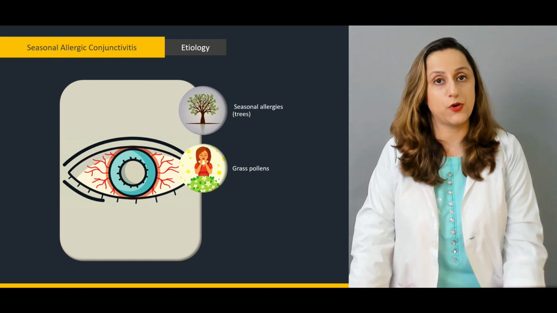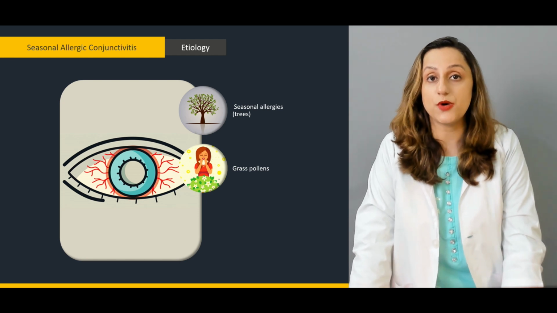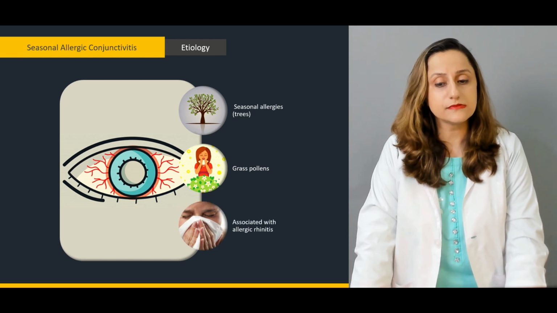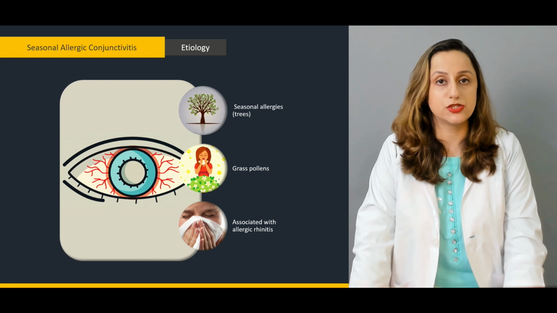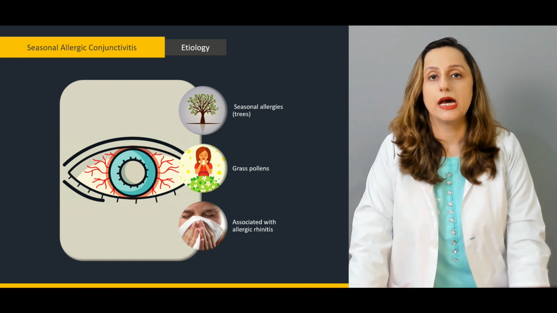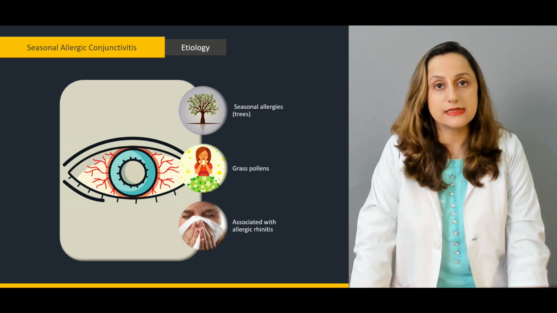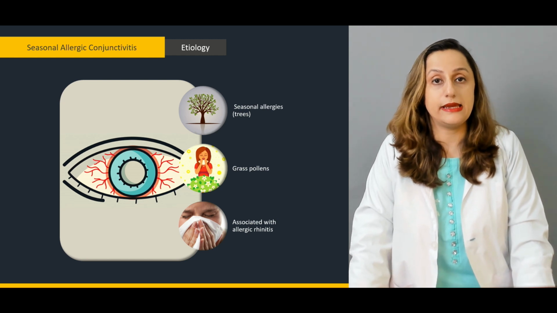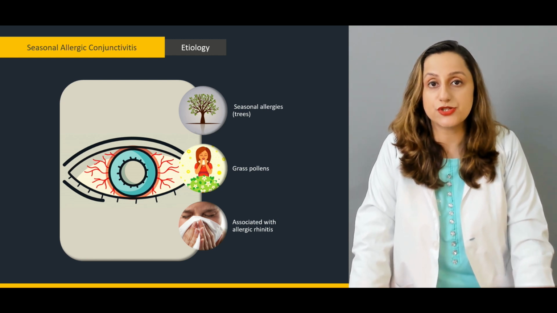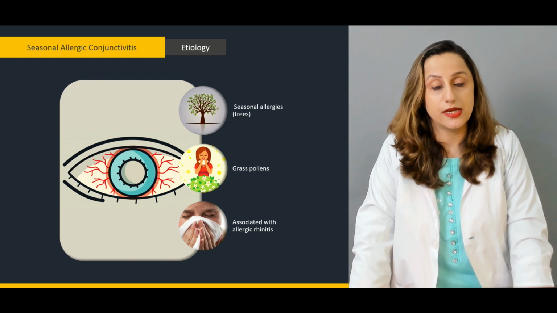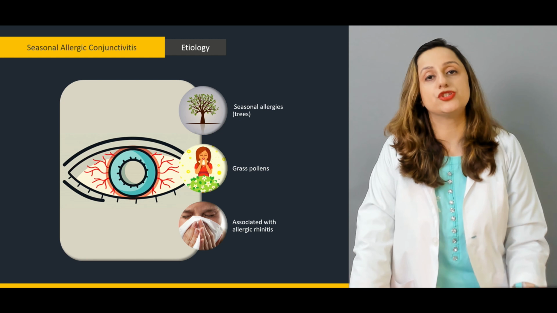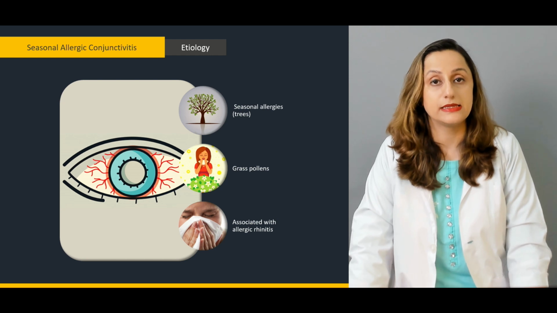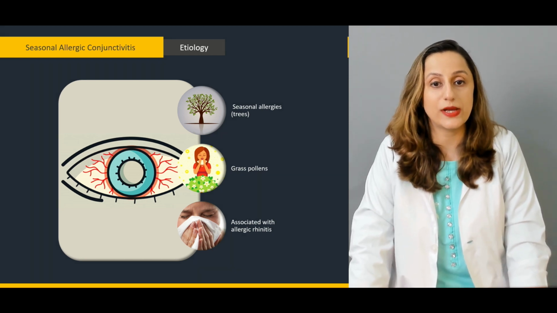Similarly, we have grass pollens that are sometimes responsible for these kinds of allergic conjunctivitis cases. Then sometimes they're associated with allergic rhinitis. So patients who are already predisposed to allergic rhinitis, may it be the pollen grains, the dust mites, or environmental and temperature changes triggering a particular allergic reaction, these well-known cases of allergic rhinitis sometimes do develop allergic conjunctivitis as well with the passage of time.